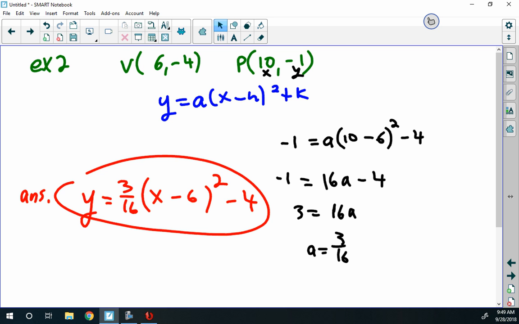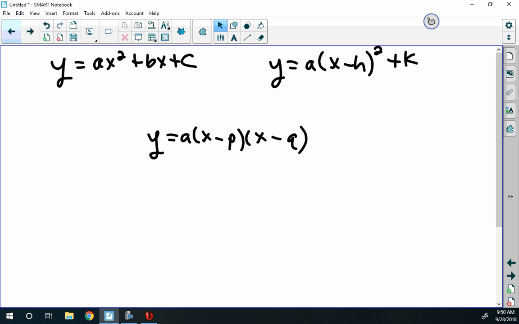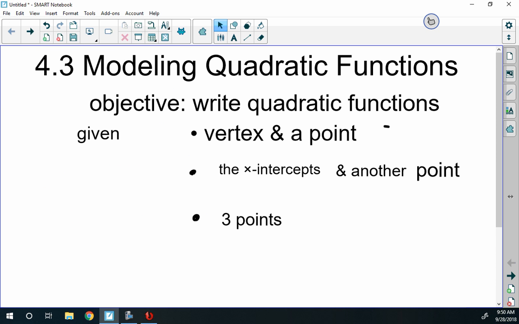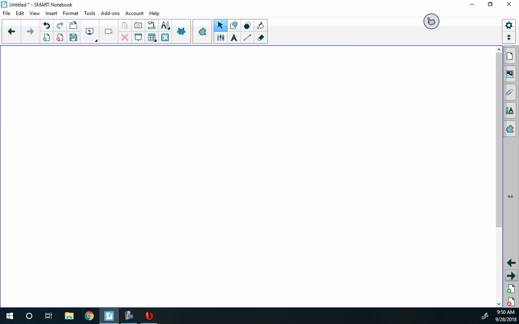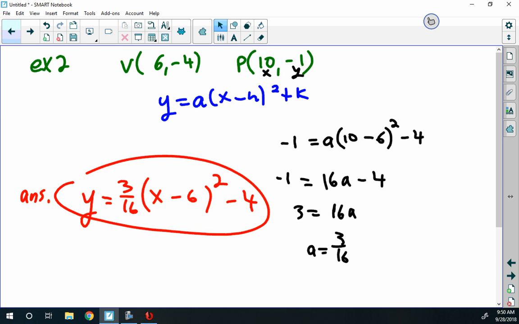How do we feel about example 2? Not bad? Pretty easy? Cool. So going back to our objectives then, our first bullet point said you're going to be able to write an equation given the vertex and a point. I think we got a pretty good handle on that, huh? Well, let's look at the next thing then. Two intercepts and a point. Given the two intercepts and a point.